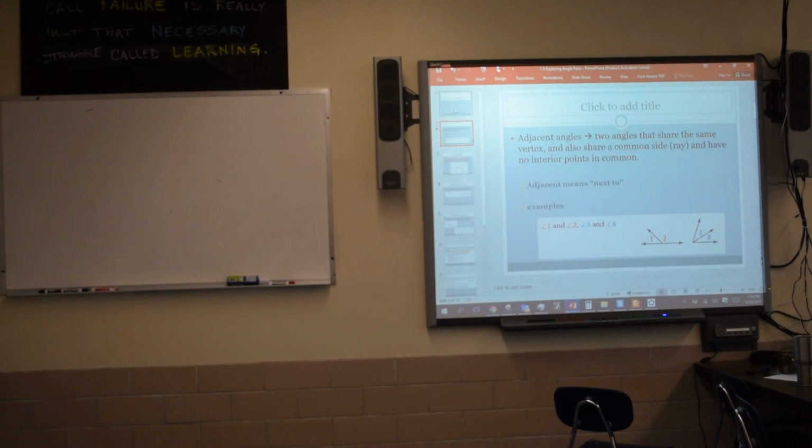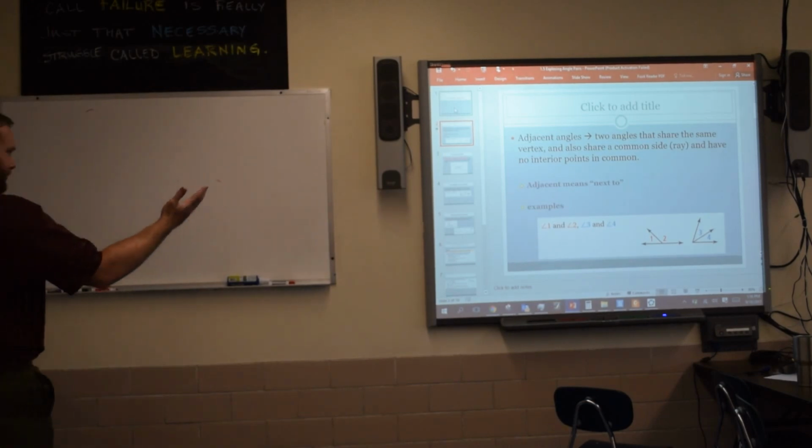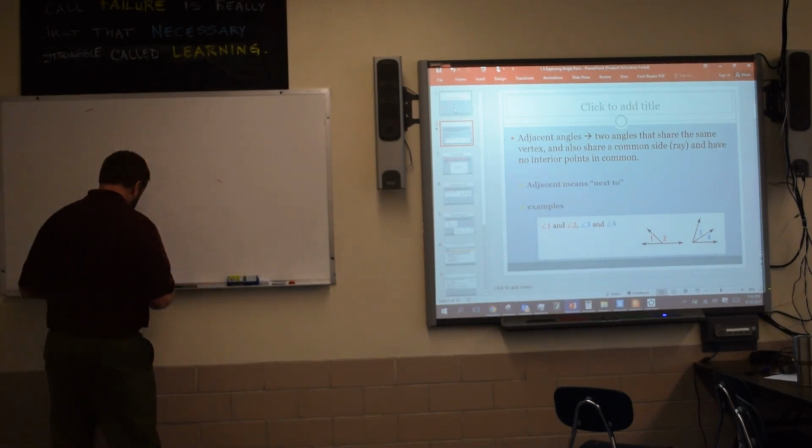Talked about this last week, but they are angles that are kind of positioned like those down there on the bottom. Okay. Angle 1 and angle 2, those are adjacent. They share a vertex, they share a common ray. And if I ever pick out a point inside angle 1, I know for certain it did not also come from angle 2. Okay. Same thing with the blue angles over there, 3 and 4.